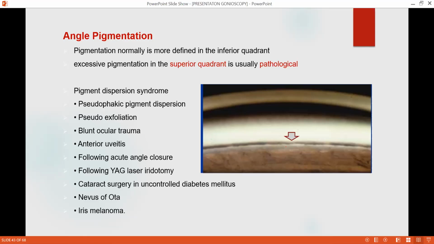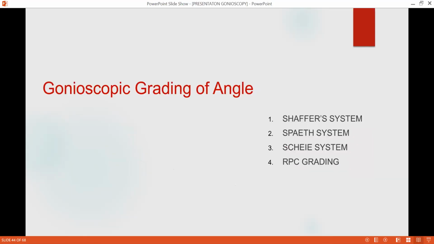In this clinical photograph, you can see the excessive angle pigmentation. It actually can be seen as dark blackish in color. There are various systems for grading of the angle using gonioscopy. So there are the Schaeffer system, Spaeth system, Shaffer system, and RP Center system of grading.